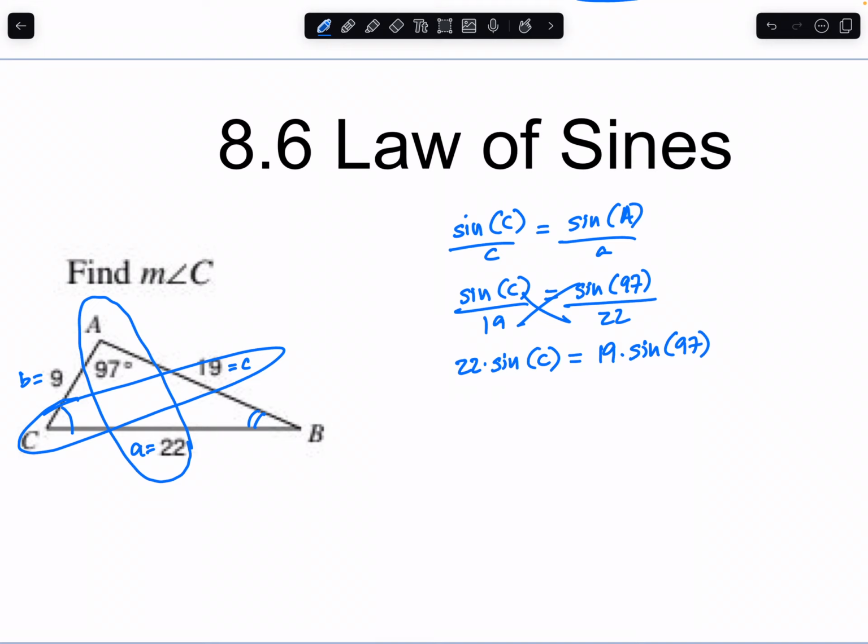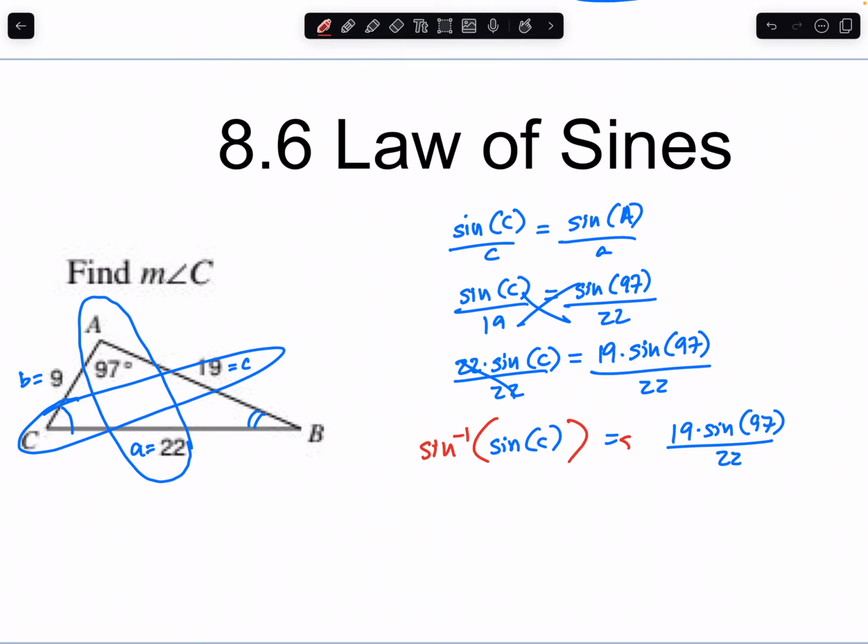Now to solve for C, get rid of the 22. We're dividing by 22 since it's the opposite of multiplying. Sine C equals 19 times the sine of 97 over 22. Since I'm solving for the angle, we have to get rid of sine. This is where we do the inverse. Inverse sine allows you to cancel the sine.